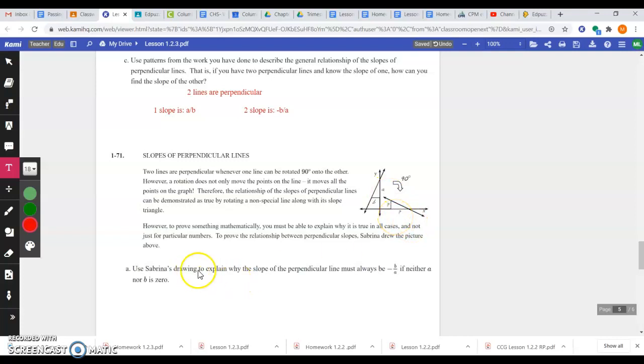It's just saying now how can using this drawing explain the slopes of perpendicular lines must always be negative B over A. And again, they're just saying A and B cannot be 0 because when you flip them, say you have A over B, you'd have negative B over A, and you can never have 0 in the denominator. Because if you try to do it in a calculator, it's going to give you an error. So that's why they have to include that in there.